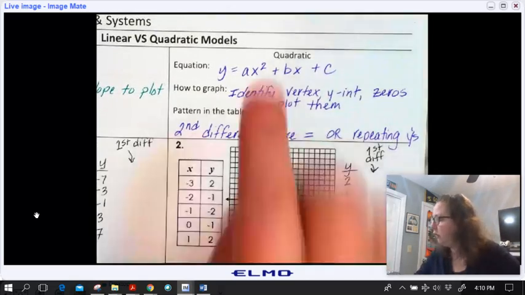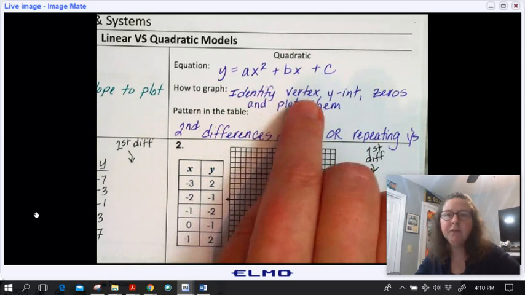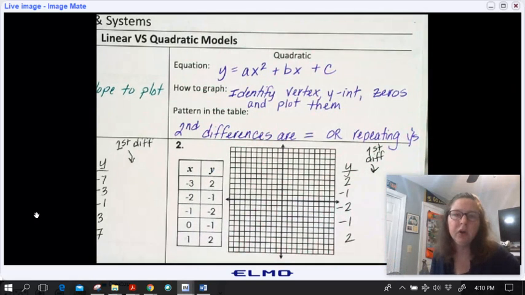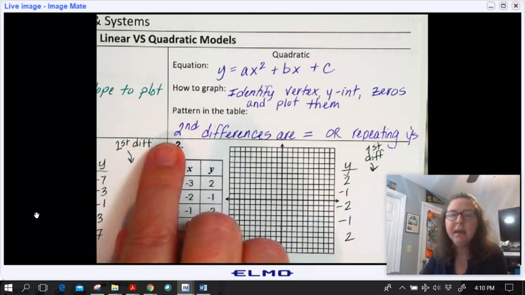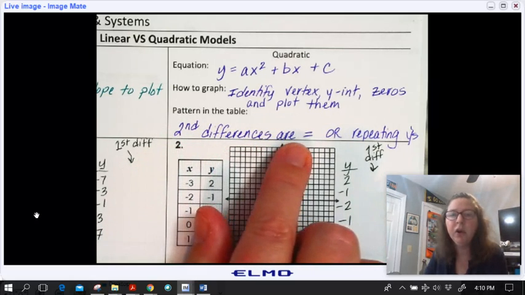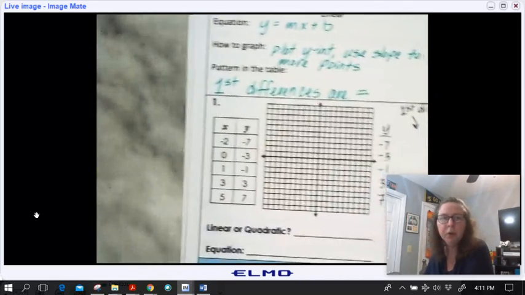Okay, let's take a look at quadratics. This is our standard form, y equals ax squared plus bx plus c. Remember, to graph this, we need to identify the vertex, the y-intercept, any zeros that we can find, plot all those points, and connect them with a nice curve. Again, if we just want to look at the table to determine what type of function that we have, you can look for either repeating y values, or if you don't see any repeating y values, you can take the second differences. If the second differences of the y values are equal, then you know that you have a quadratic function. So let's go ahead and take a look at number 1, example 1.